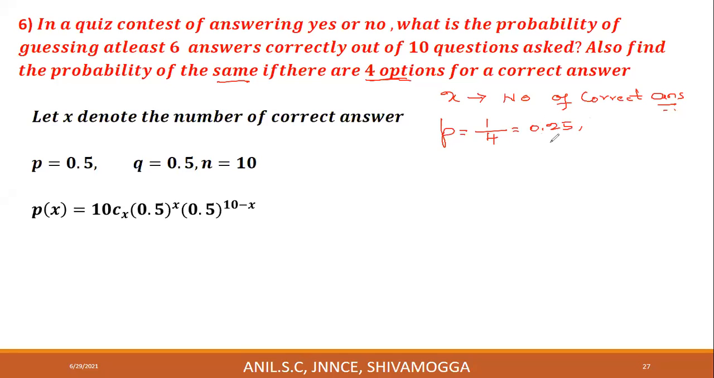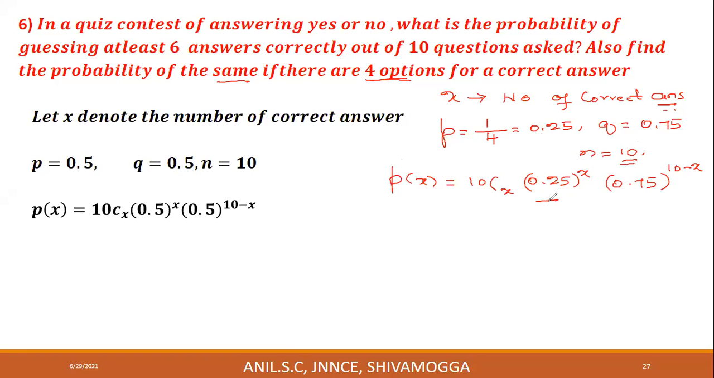And we know that P plus Q is equal to 1. Therefore, Q is equal to 1 minus P. P is 0.25, therefore this will be 0.75. And the same 10 questions, therefore N is equal to 10. The probability function will be P of X is equal to 10CX into P power X, 0.25 whole power X, into Q power N minus X, that is 0.75 whole power 10 minus X. This is the probability function now for the second case.